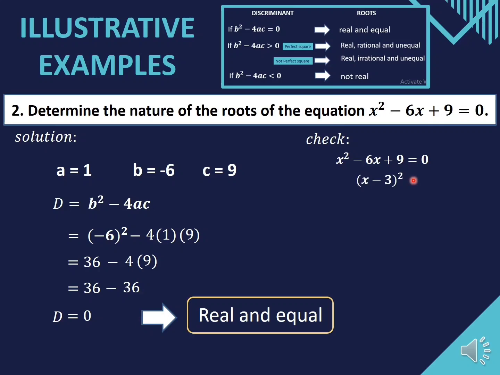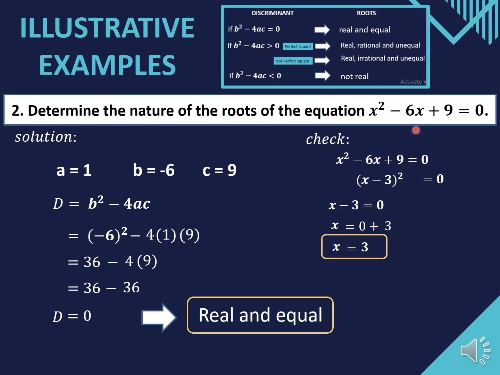By the use of factoring, it is a perfect square trinomial. So (x minus 3) quantity squared is equal to 0. Meaning to say, dalawang x minus 3 kasi naka-quantity squared siya. So, x minus 3 is equal to 0, x is equal to 0 plus 3 kasi tinranspose natin to the other side. So, 0 plus 3, that is 3. Therefore, ang x natin ay 3.